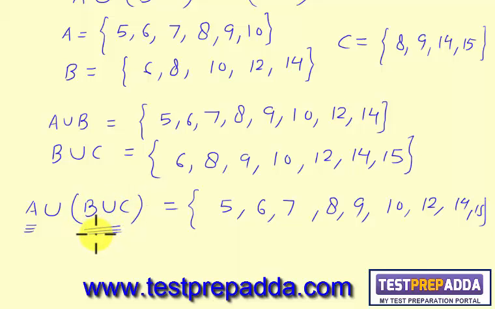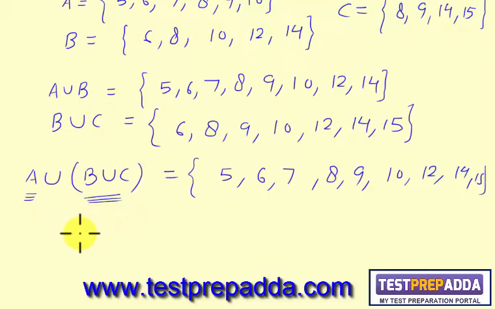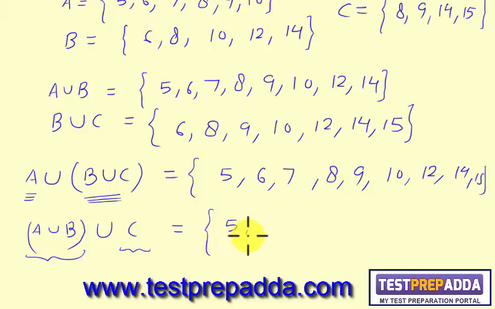Now we know A union B. So if I try to find (A union B) union C, I'll take all those elements which are either in this set or in set C. So I will write 5, 6, 7, 8, 9, 10, 12, 14, 15.